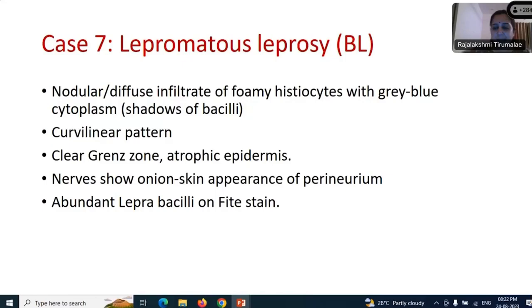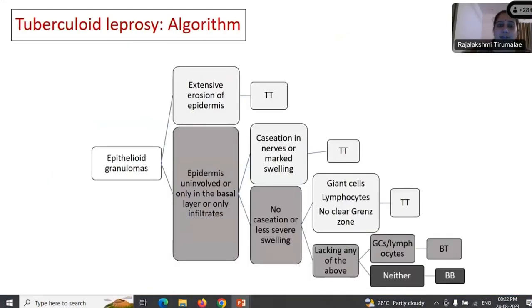It's a borderline lepromatous leprosy because you're seeing the onion skin appearance of the perineurium with the infiltrate, right? What is characteristic of leprosy pattern in both the lepromatous and the tuberculoid spectrum is the curvilinear pattern. In fact, it's better appreciated in a borderline tuberculoid leprosy. I did not show you that. And in lepromatous leprosy, you get a diffuse or a nodular infiltrate. So this is a little algorithm to help you to classify leprosy accurately.